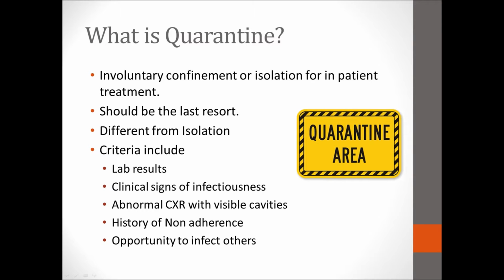Quarantine is different from isolation in that it is a type of forced isolation. Criteria to quarantine someone include lab results, clinical signs of infectiousness, abnormal chest x-ray with visible cavities, history of non-adherence, and opportunity to affect others. Remember, anyone can refuse treatment for TB, but they cannot be contagious and around others, posing a public health risk.